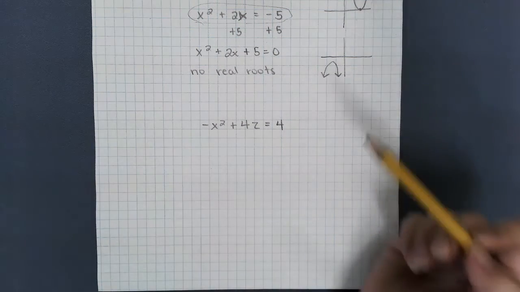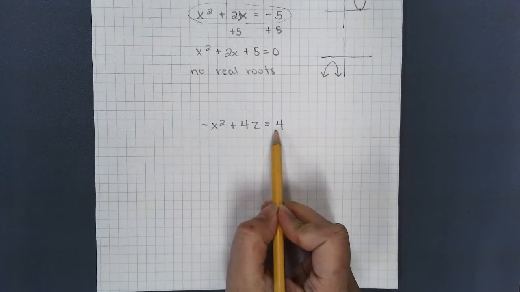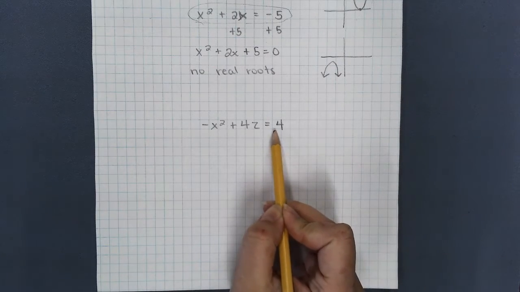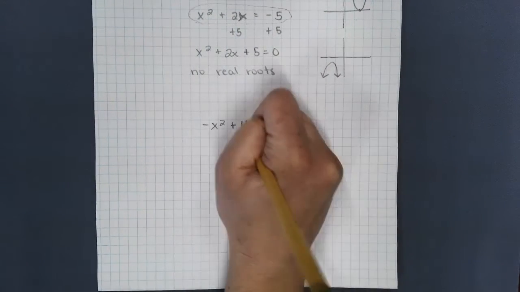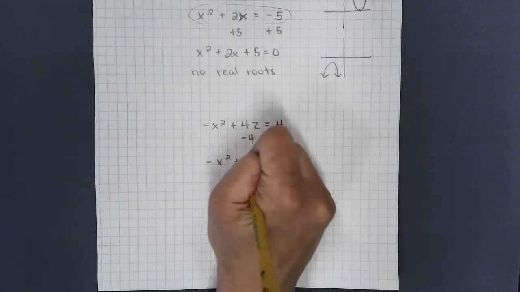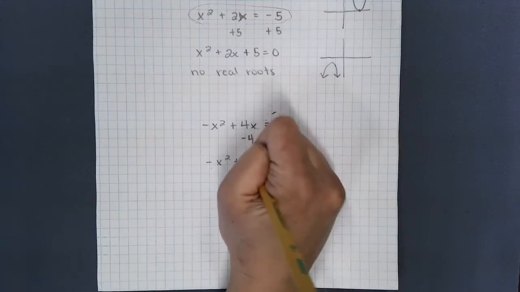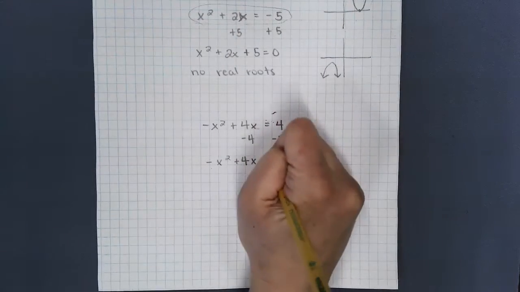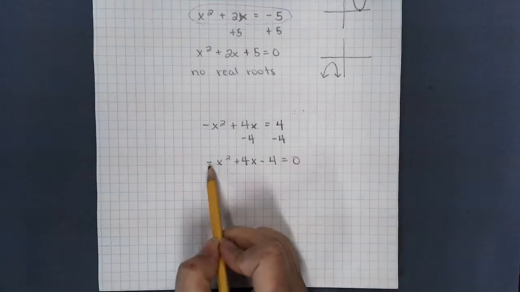Let's do another example of solving quadratic equations graphically. Now again, I've got my 4 on the right-hand side of the equal sign, so if I would like, I can move it over to the left-hand side and then type it into my calculator. So I'm going to subtract 4 from both sides and get negative x squared plus 4x, this is an x, not a z, minus 4 is equal to 0.